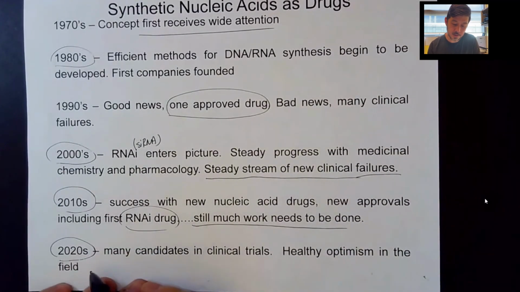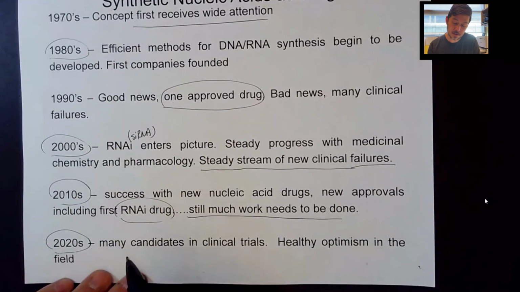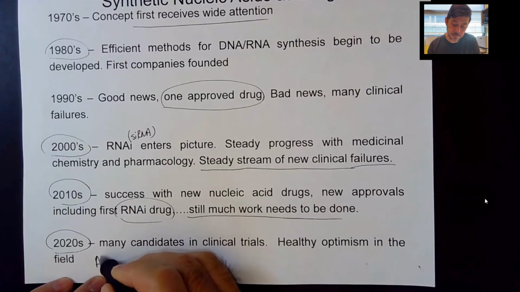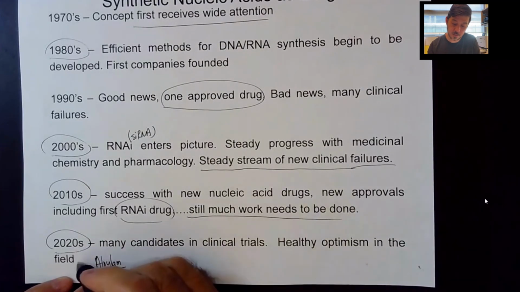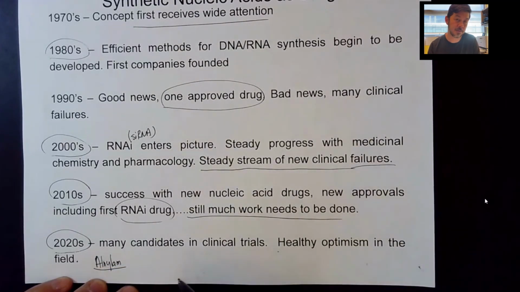Currently, we are in the 2020s, and one of the big companies, Alnylam, has a large platform of siRNAs in clinical trials. Two of them are approved, but in general, what's nice is that there's healthy optimism in the field in which we can use these drugs to target various different types of diseases, including perhaps even using an siRNA to target the COVID-19 SARS-CoV-2 virus.